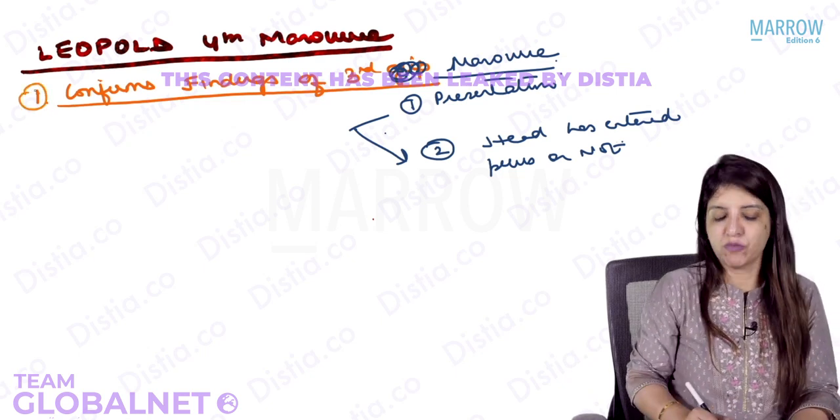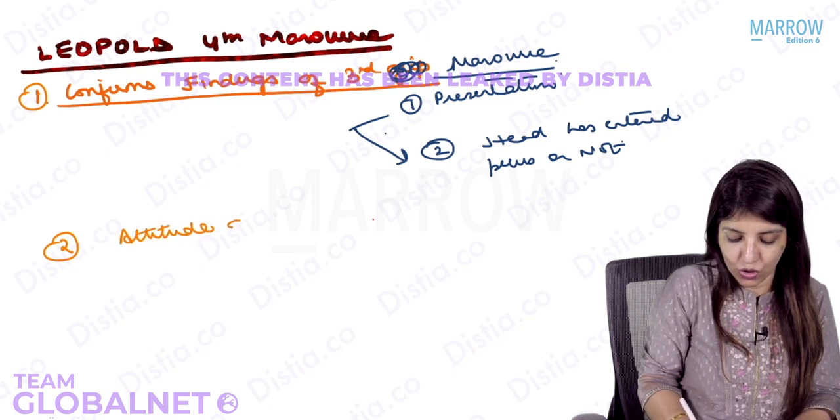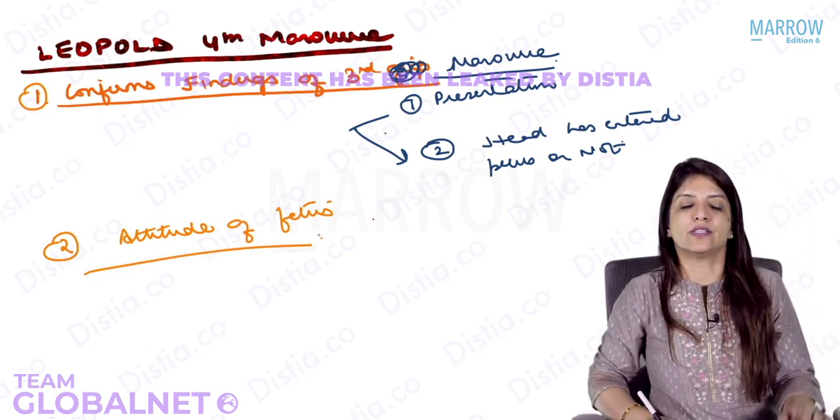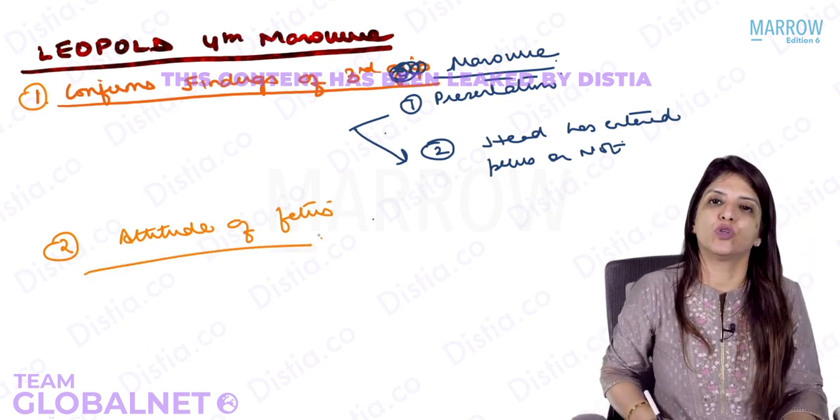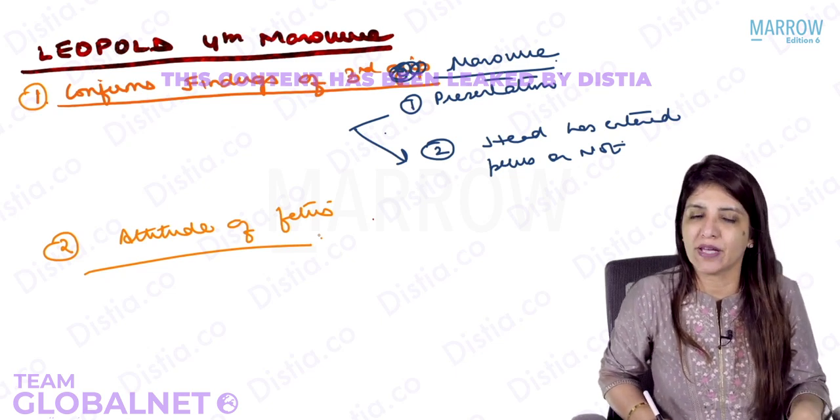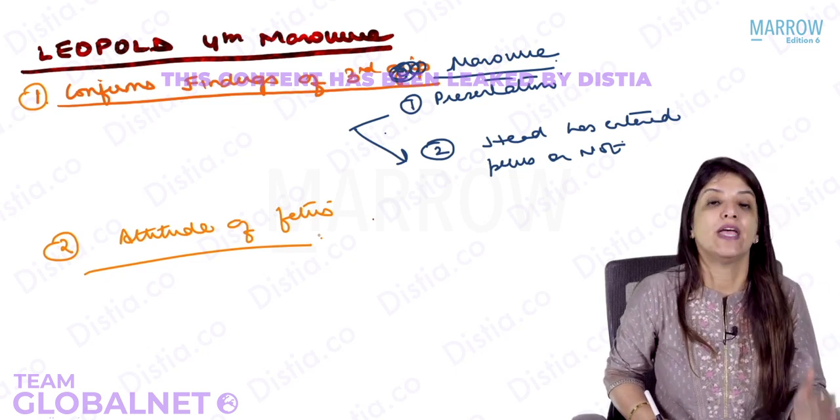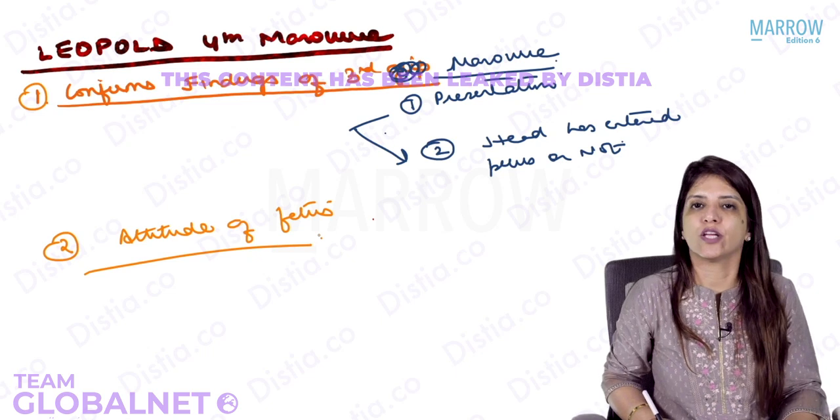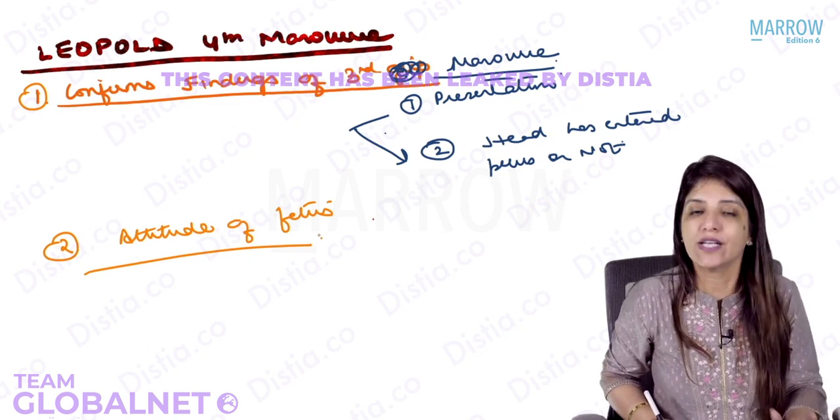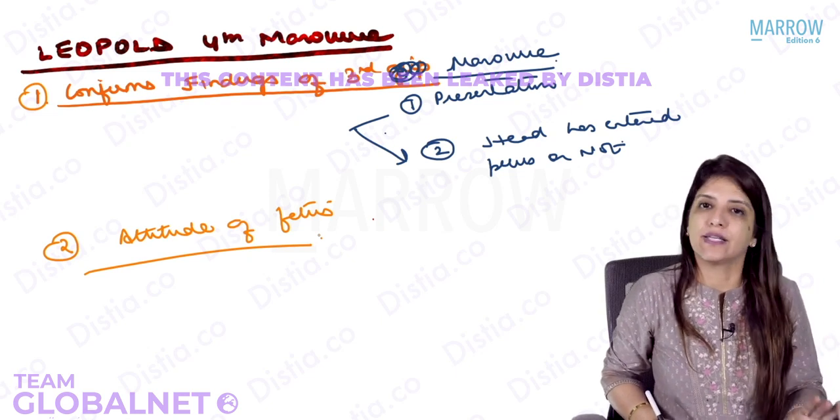First thing, it confirms the findings of the third maneuver, and second thing, it tells you about the attitude of the fetus. So these are the things which Leopold's fourth maneuver is doing. It is telling you about presentation. It is telling you whether the head of the baby has entered the pelvis or not. That is, it is confirming the findings of the third maneuver. And simultaneously, it is also telling you about the attitude of the fetus, right? So all this is when you do a per abdominal examination.